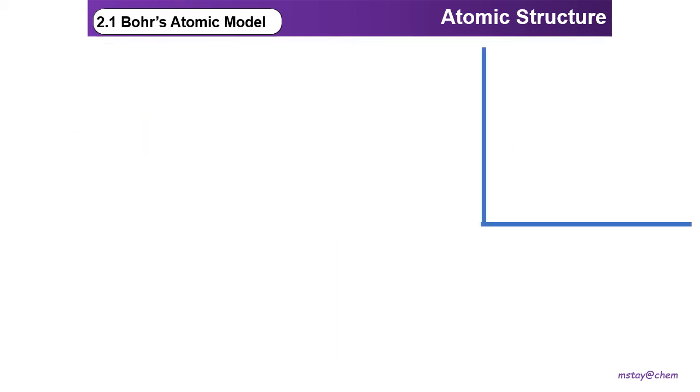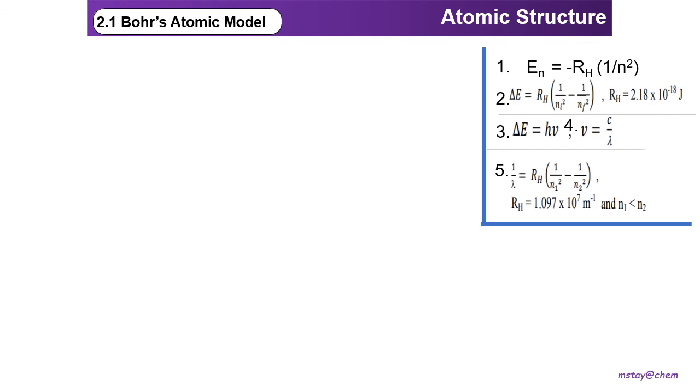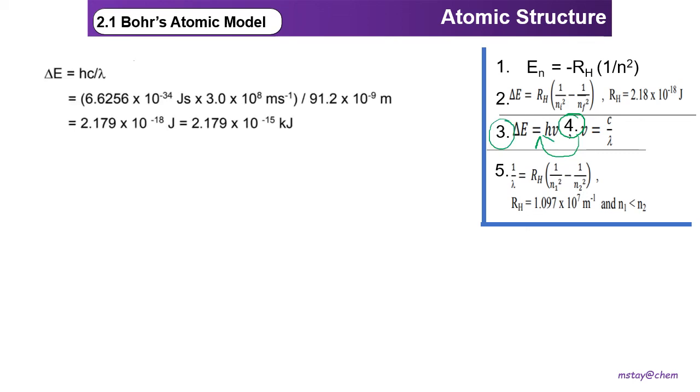Again, once we want to do calculation, list down all the formula. In this case, from figure 1 just now, you are given the wavelength. So we are going to use the fourth formula, substitute into the third formula, and then use delta E equal to hc over lambda. After we get the calculator, this is the change of energy required to remove the electron. But all these formulas refer to one electron.